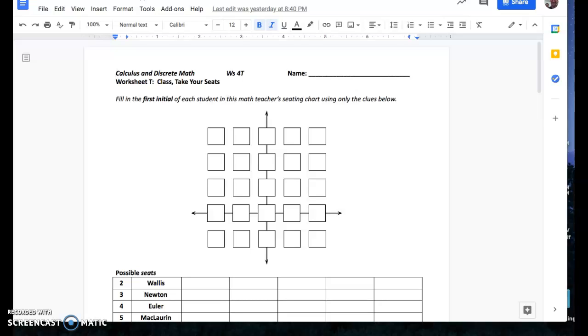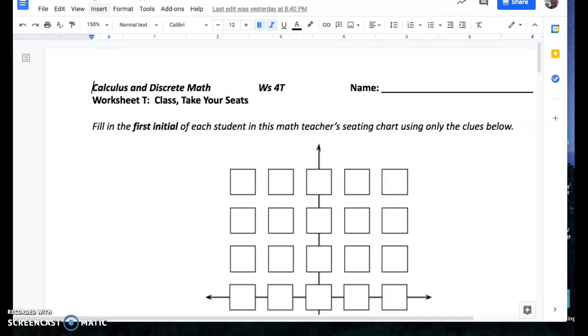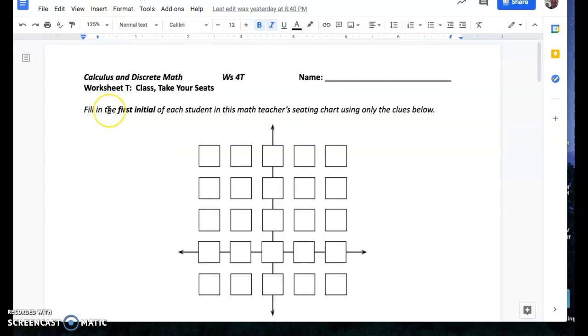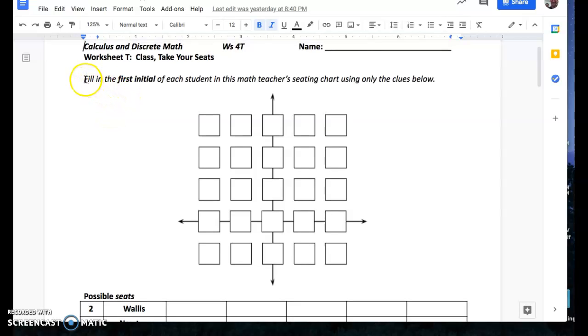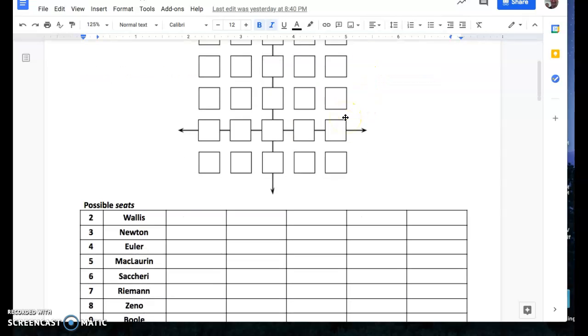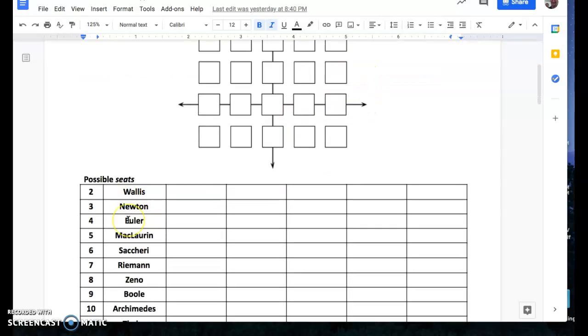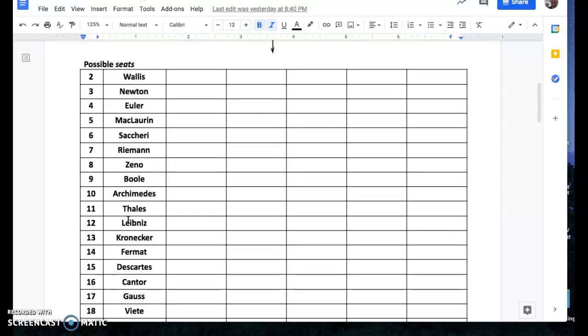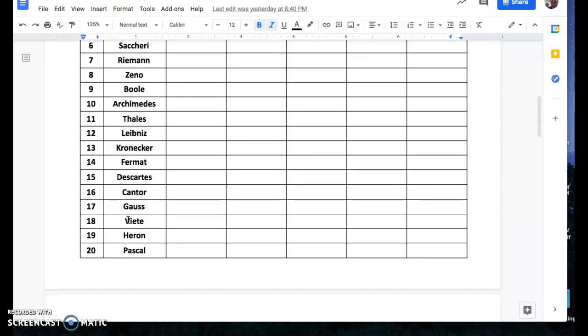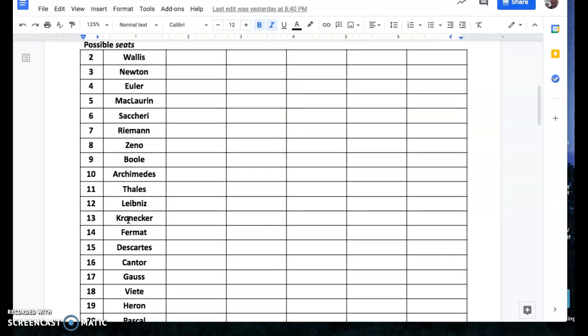Hey calculus folks, here's a quick video just to get you started, so you make sure you know what's going on with this thing here. Oof, it's a little too big. Let's go. Oh, nice. Okay, so it says fill the first initial of each student in this math teacher's seating chart using only the clues below. So you'll see there's no repeats of first initials, so you can just throw those in there.